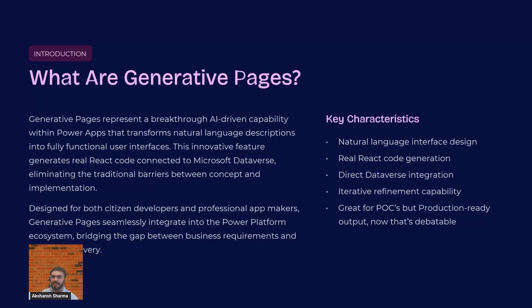And the key characteristics of generative pages are, as I mentioned, prompting. So you have a natural language interface design, and then you have real React code generation. And it's pretty cool, right, to see AI generating thousands of lines of code based on your single prompt. It generates all the React code for you line by line, and you can see what it's doing, the validations, and everything.